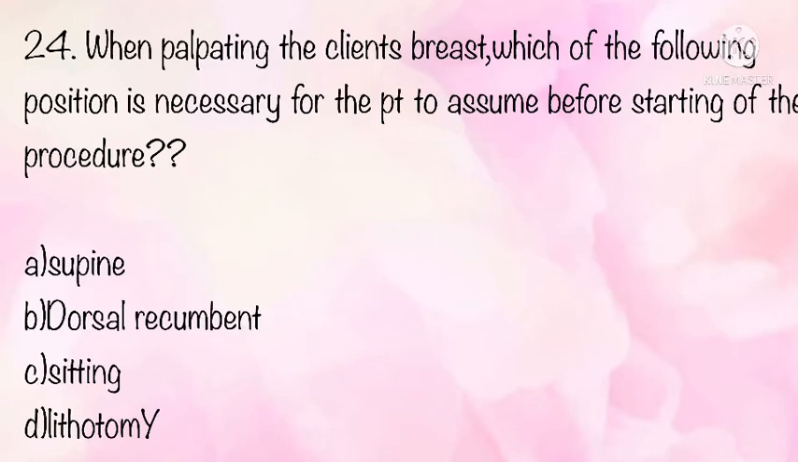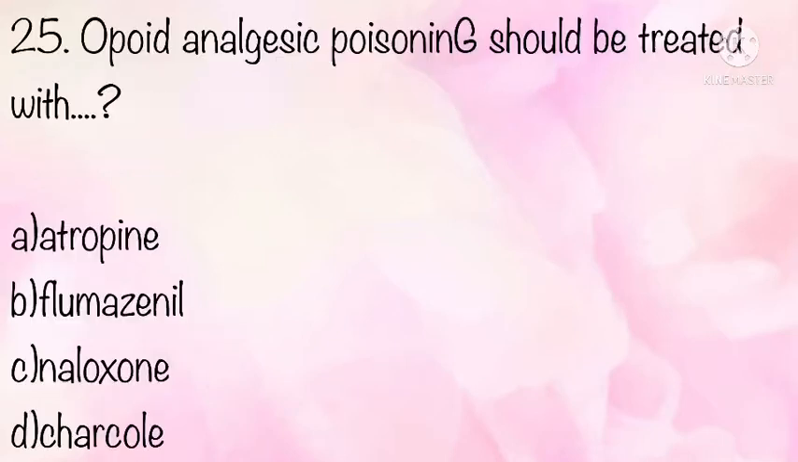When palpating the client's breast, which of the following positions is necessary for the patient to assume before starting the procedure? Supine, dorsal recumbent, sitting, lithotomy. The correct answer is C, sitting. Opioid analgesic poisoning should be treated with atropine, flumazenil, naloxone, charcoal. The correct answer is C, naloxone.